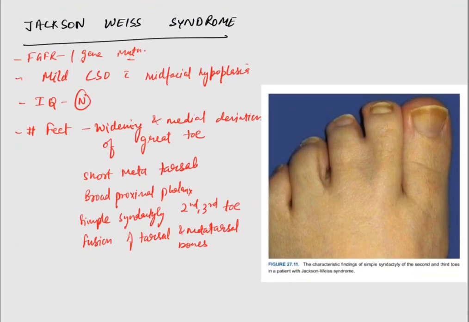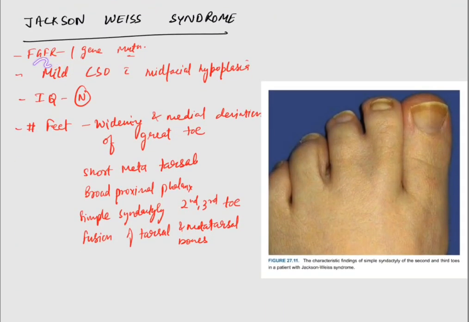Now coming to Jackson-Weiss syndrome. Jackson-Weiss syndrome is due to FGFR1 gene mutation. There is mild craniosynostosis with midfacial hypoplasia. IQ is normal. Characteristic finding is widening and medial deviation of the great toe. There is short metatarsal, broad proximal phalanx, and simple syndactyly of the second and third toe. There is also fusion of the metatarsal bones. So for Michael Jackson, we have to look at the feet.